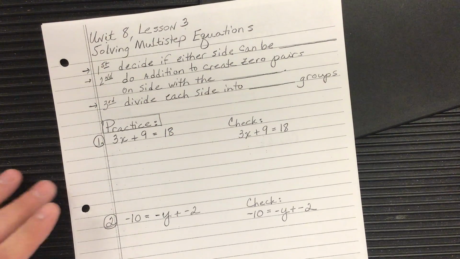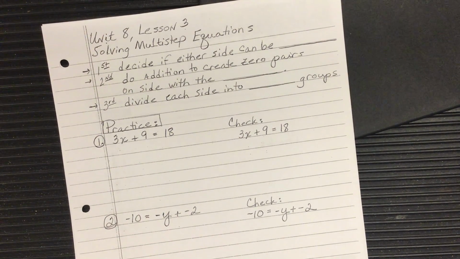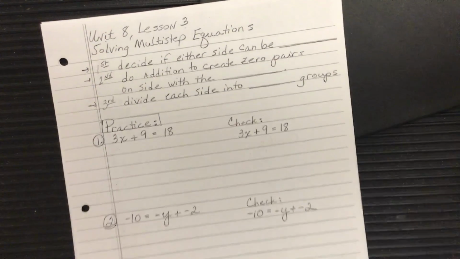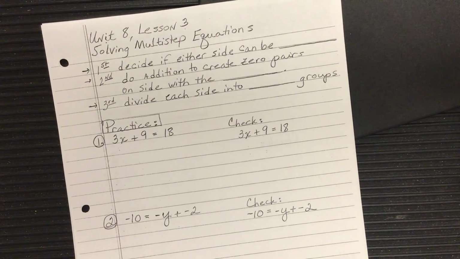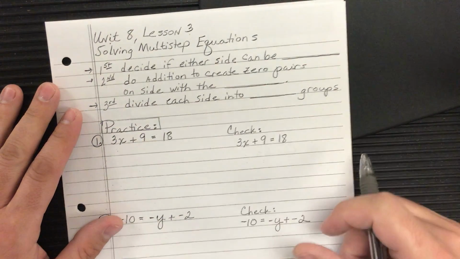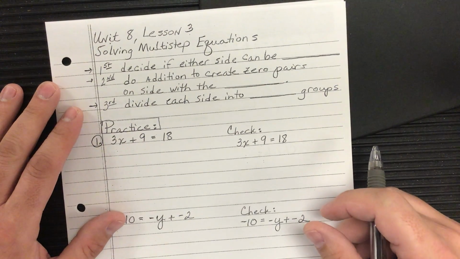So lesson 3, solving multi-step equations. We just did a couple of those here together. Multi-step means there's more than one step. Here are the rules for solving multi-step equations, and I think this will be very helpful for you.